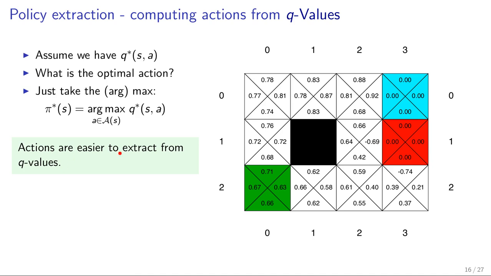Obviously, policies are much easier to extract from Q values, because you're just doing a max over the values that are already written there.